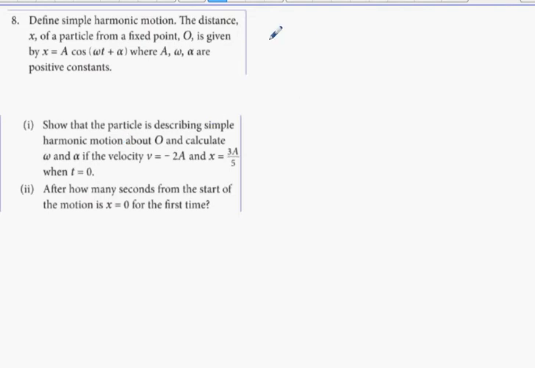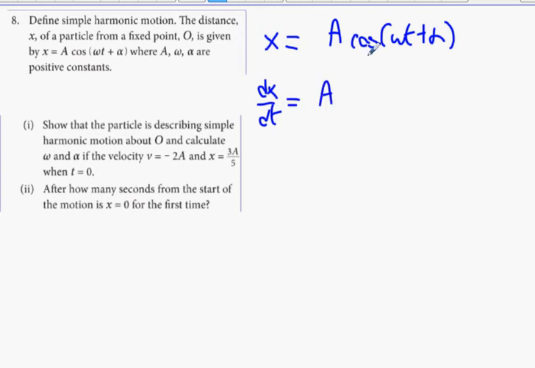Start off with the easy part, right? First thing is write down the equation. Now we're going to do the derivative. So differentiate once, guys, we get dx/dt. Now what happens when you differentiate a as a constant? What happens when you differentiate cos? Is it plus sign or minus sign? Turns into minus sign.